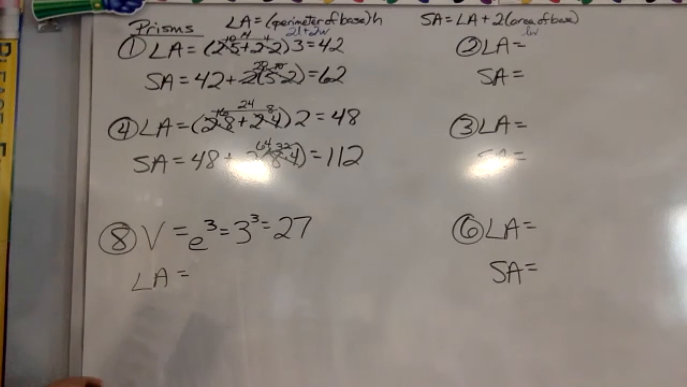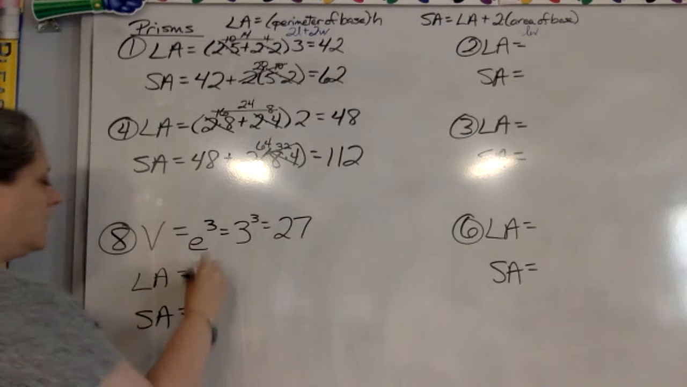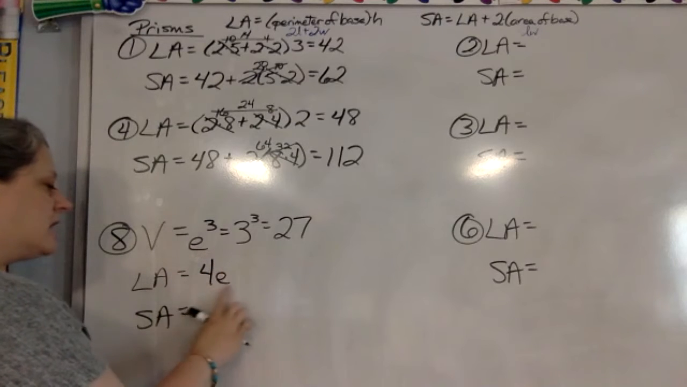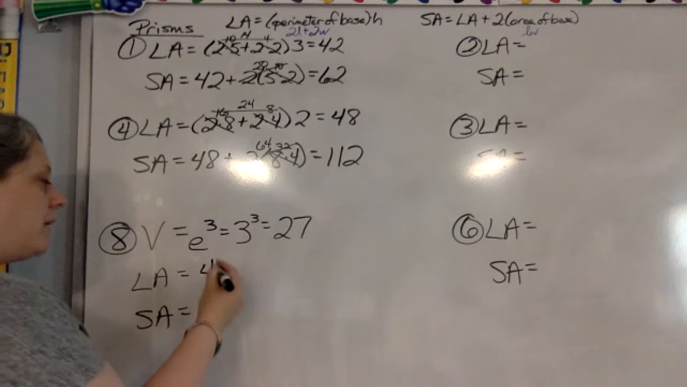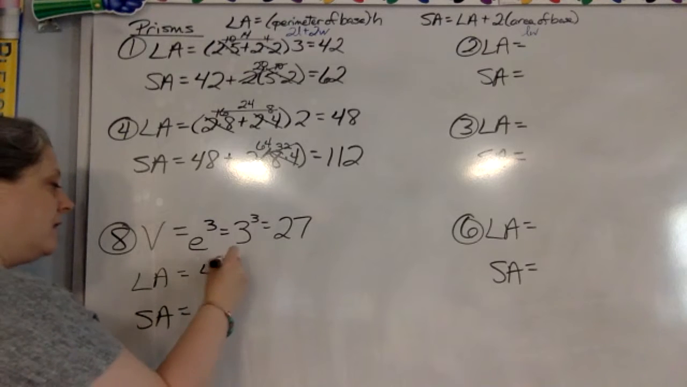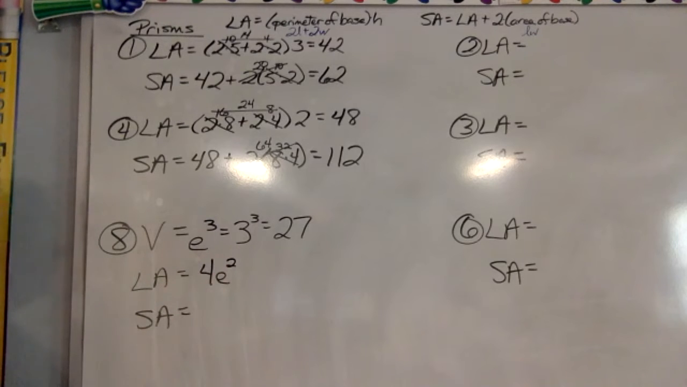So you take 4 times the length of the edge, because all the sides are the same length, that's your perimeter, and then you multiply it by your height, which is also that. So we have a special formula for a cube if you want. It's just 4 times the area of the square.